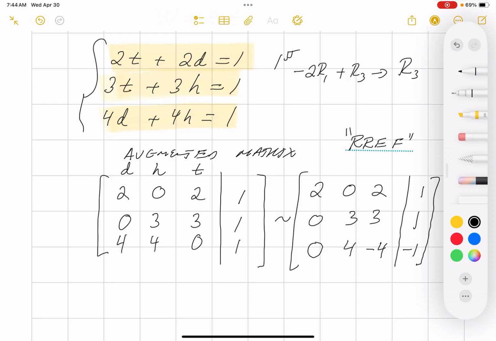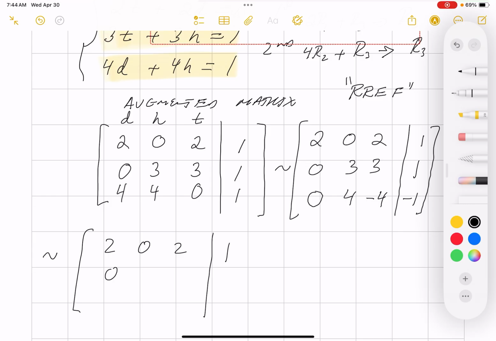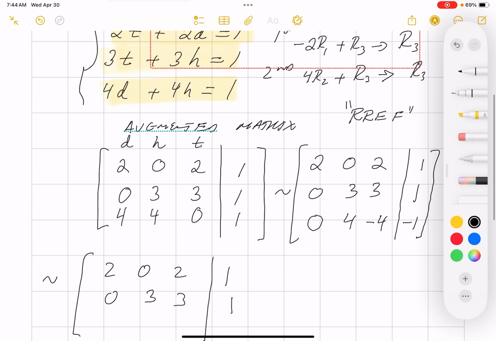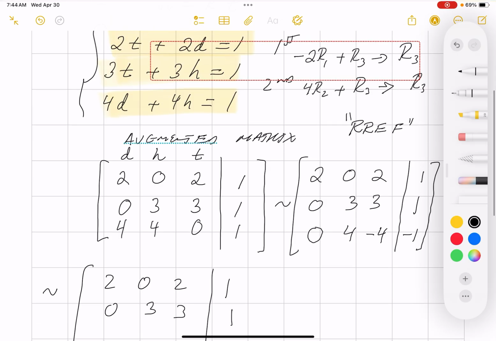All right, I'm going to do my second step. What I'm going to do there is 4 row 2's plus row 3, and give it to row 3. Put this over here: 2, 0, 2, 1, 0, 3, 3, 1. I've got to follow the command, so it's going to be 4 row 2's. Well, 4 times 0 is 0, and, oh, you know what? I forgot to put the 3 there. Sorry about that.